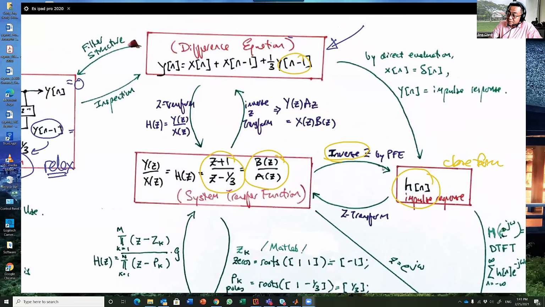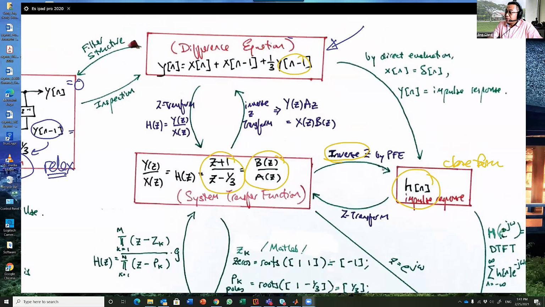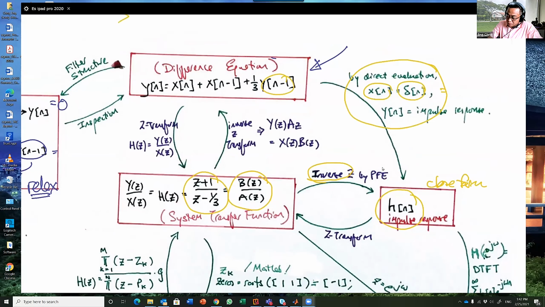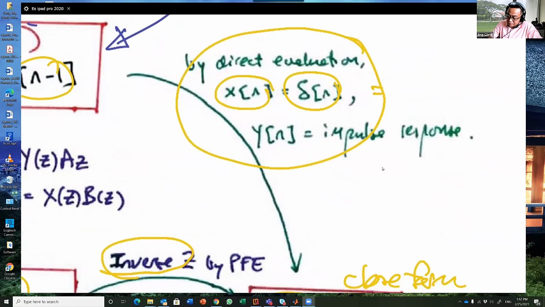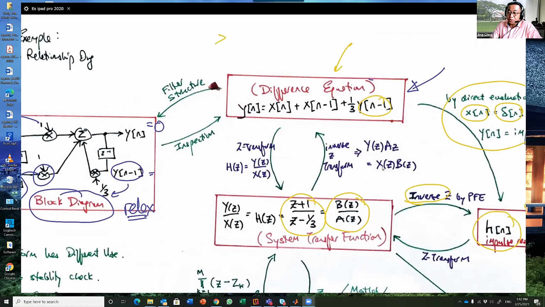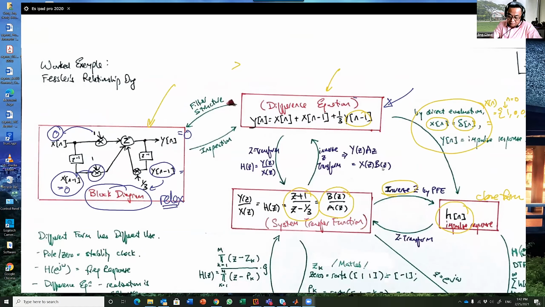In fact, you already see that all the answers are here. By direct evaluation, we throw in x[n] as the impulse, meaning that we are going to draw it like this: 1, 0, 0, 0, and then all 0, and let this be n equals 0, and let this be x[n]. We throw this into the equation, either the difference equation or directly into this diagram, and then you can work it out by brute force.